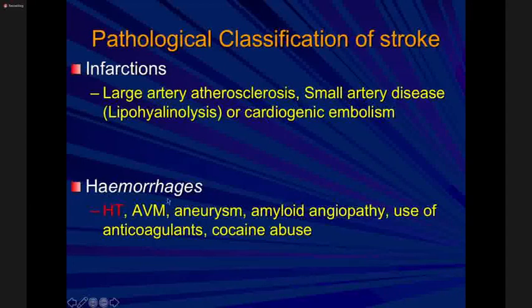And then hemorrhages, it could be mostly because of high blood pressure. Occasionally, there are other reasons for hemorrhages. It could be that the patient has an arteriovenous malformation, aneurysm, amyloid angiopathy, use of anticoagulants, or cocaine abuse. They all are possible causes for hemorrhages.